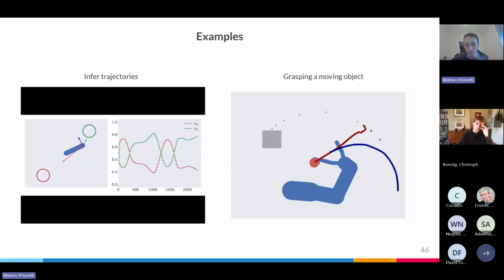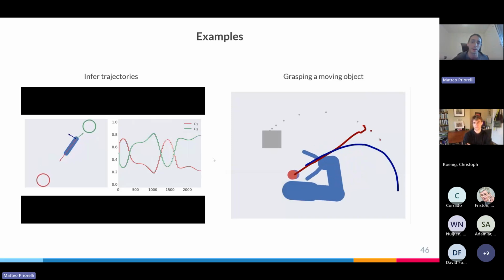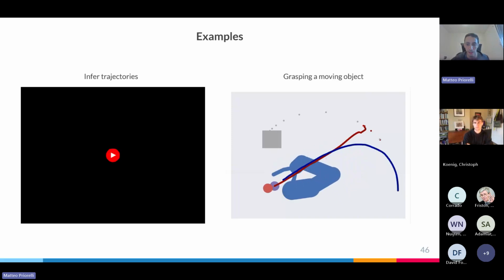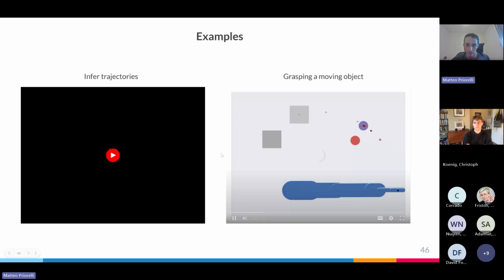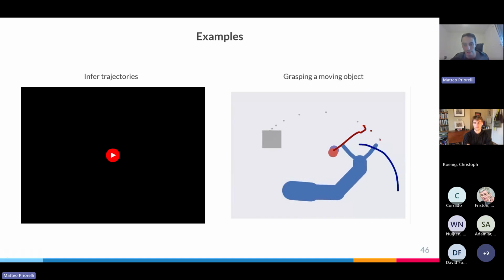And we can use this model also for motor control. You see here a dynamic pick and place operation in which the agent maintains and updates a belief over the target position represented by the purple circle. And you see that with this dynamic inference, the agent is able to accomplish this dynamic operation.